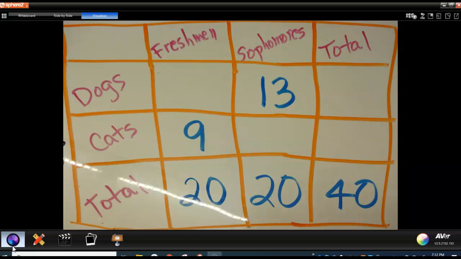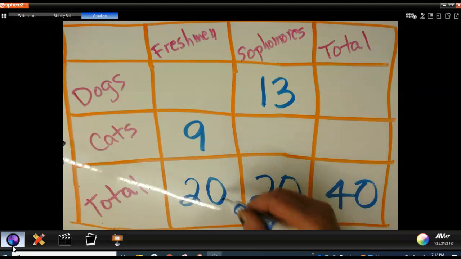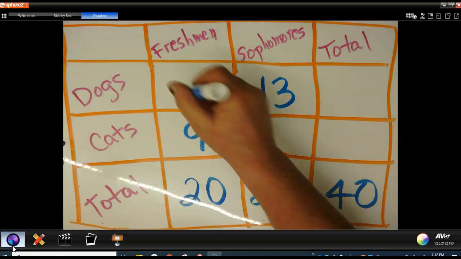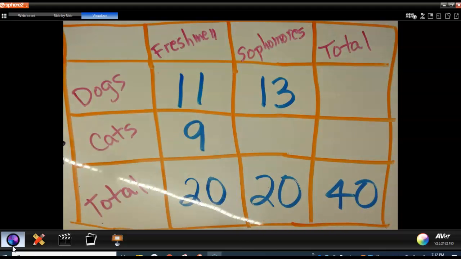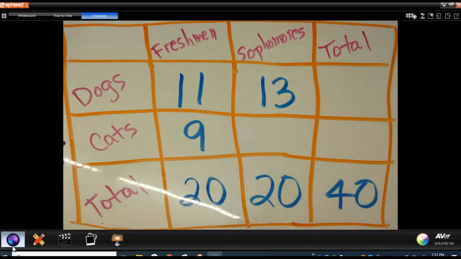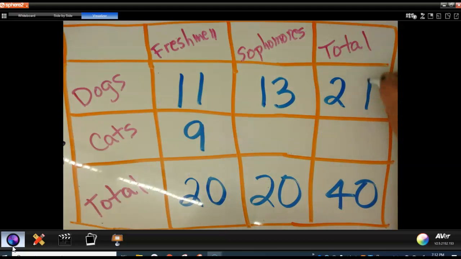So hopefully the way you did it was you said, okay, well, if 20 freshmen were asked this question and 9 of them had cats, then how many of them have dogs? 20 minus 9 is 11. So now you can find out how many total students had dogs by adding straight across this way, correct? 11 plus 13 equals 24.